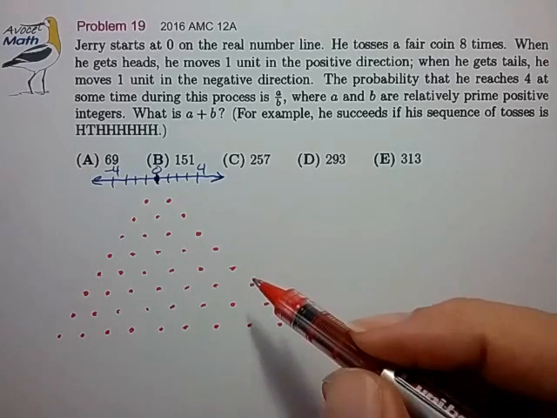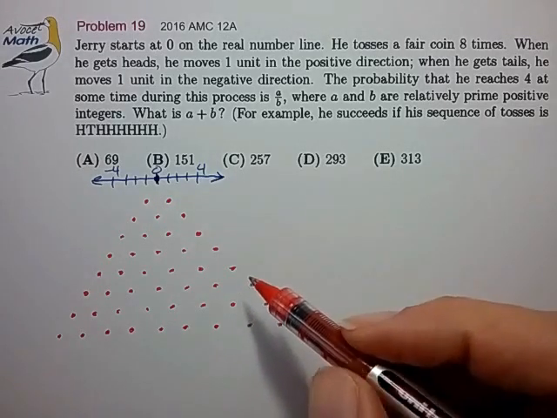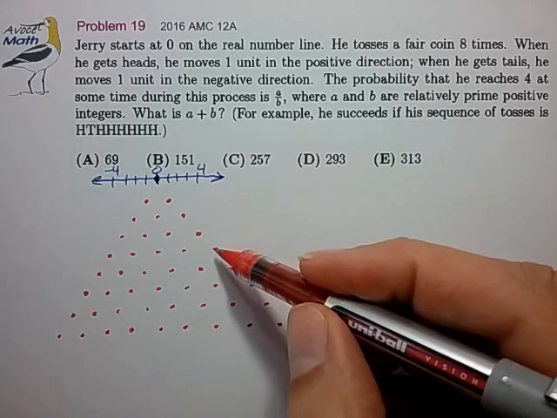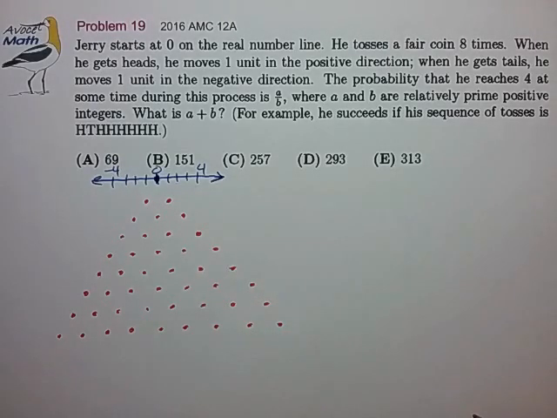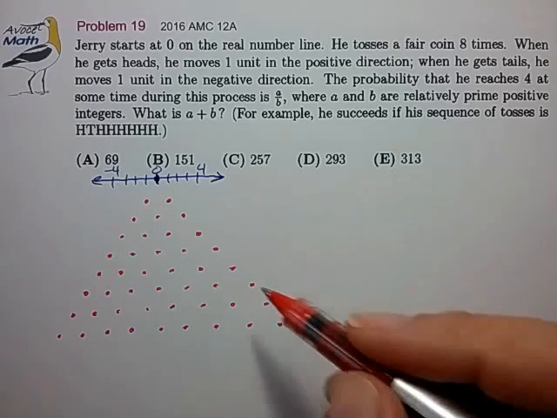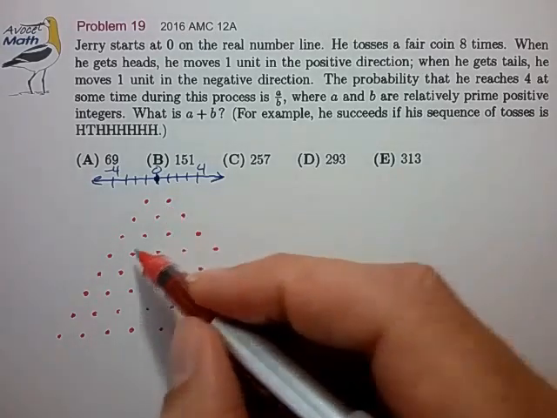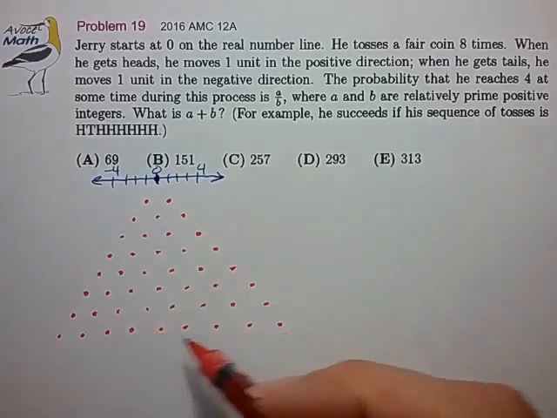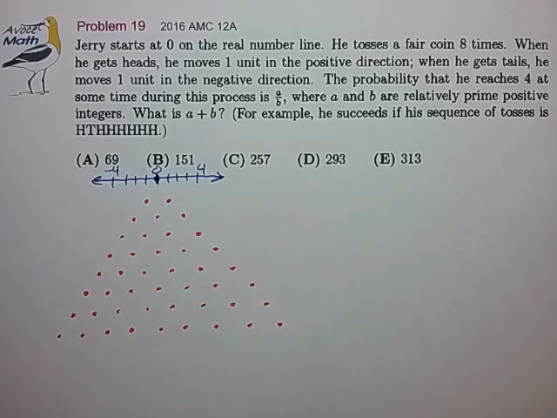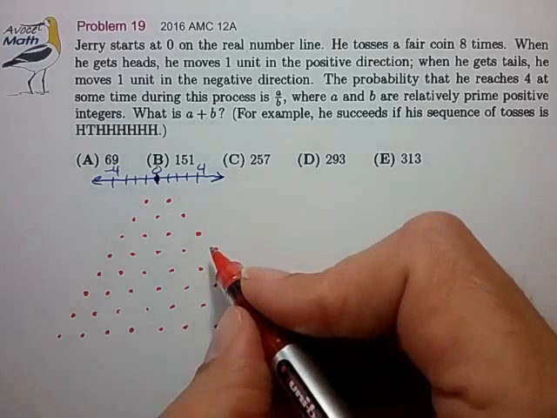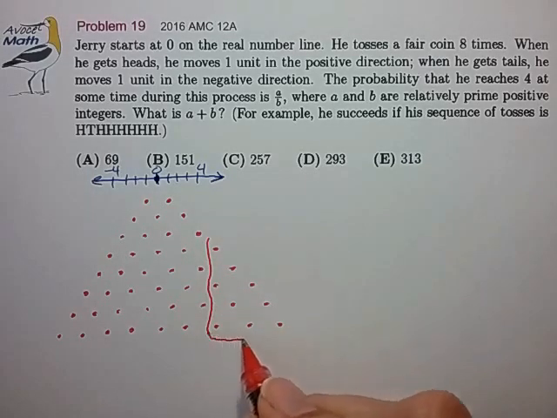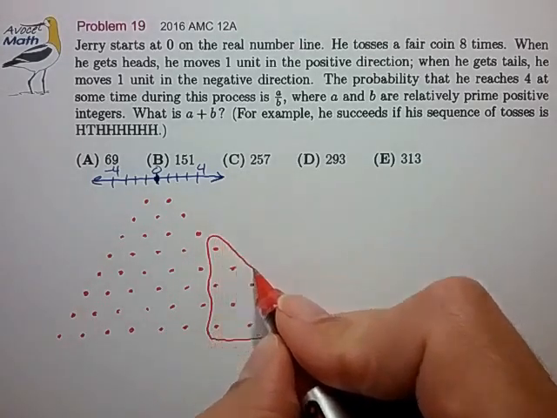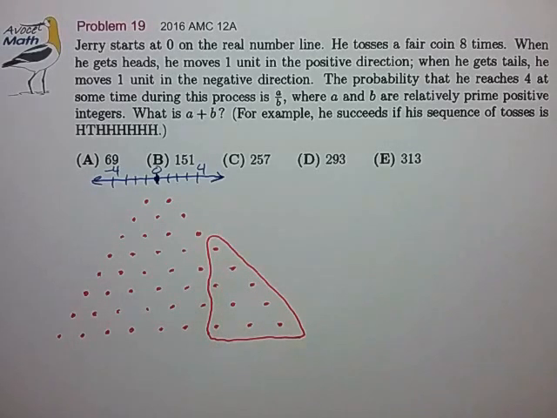It seems like what we're looking for is the probability that we're going to reach 4 at any point during this process. So essentially we're trying to see what's the probability that, during this process of dribbling down this lattice, at some point we're going to end up in this region to the right. It's kind of what it comes down to.